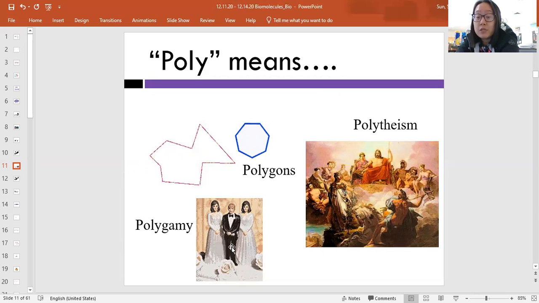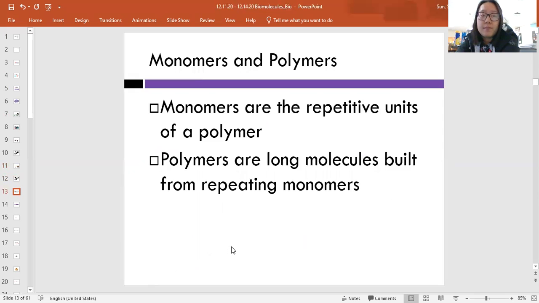Polygamy means being in a relationship or being married to multiple spouses, right? Polygons have multiple sides. So poly means many. So monomers and polymers are related in a sense. Monomers are the repetitive units of a polymer.